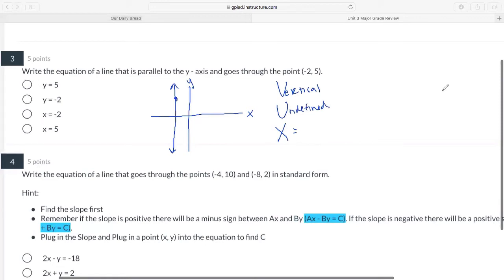So what would my answer be on this one? X equals negative 2. Perfect, x equals negative 2, because that is the x value in this ordered pair. So it'd be x equals negative 2.